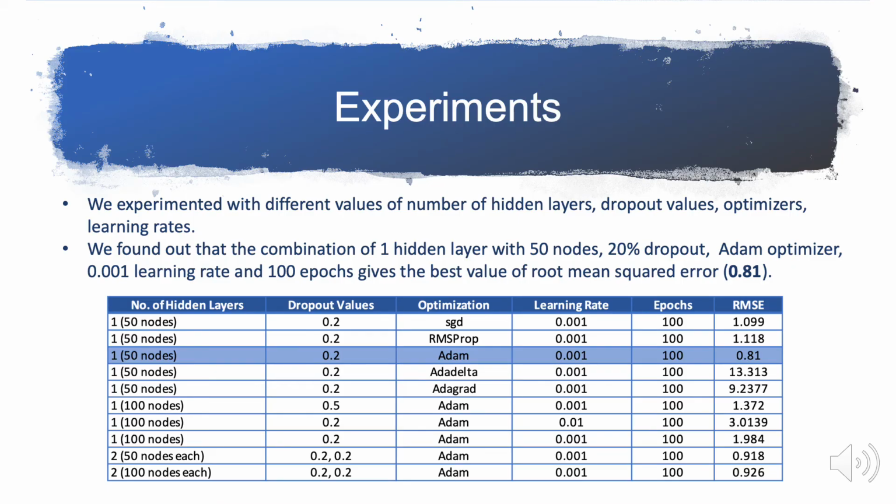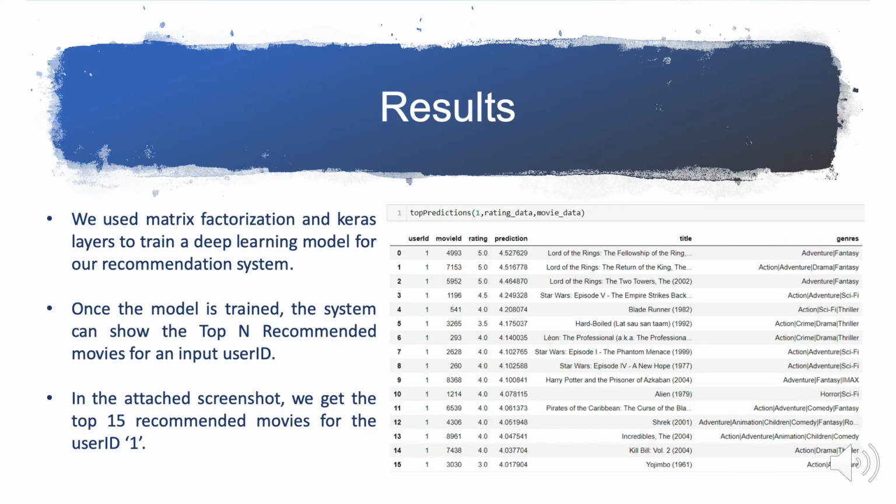We experimented with different values of number of hidden layers, dropout values, optimizers, and learning rates, and we found out that the combination of one hidden layer with 50 nodes, 20% dropout, Adam optimizer, 0.001 learning rate, and 100 epochs gives the best RMSE value, which was 0.81. Here we can see the top 15 recommended movies for the user with user ID as 1.